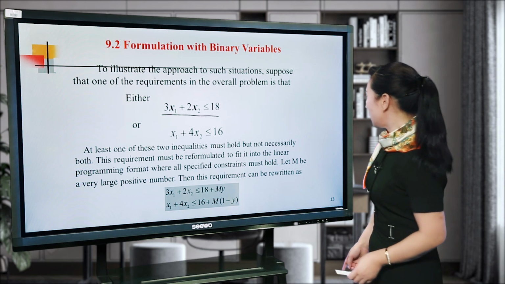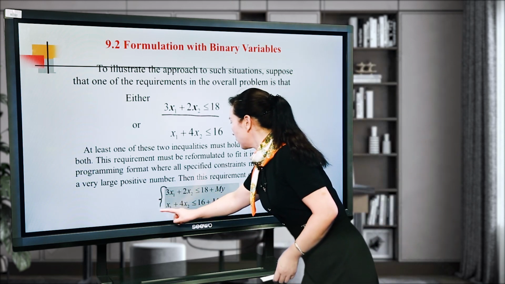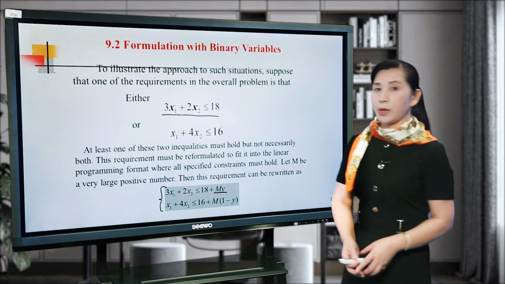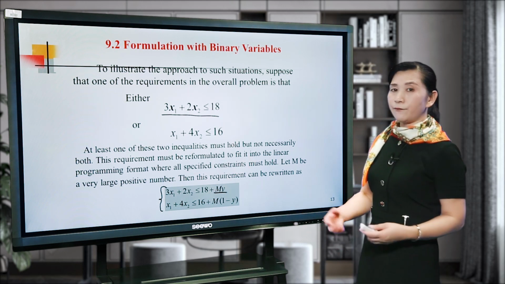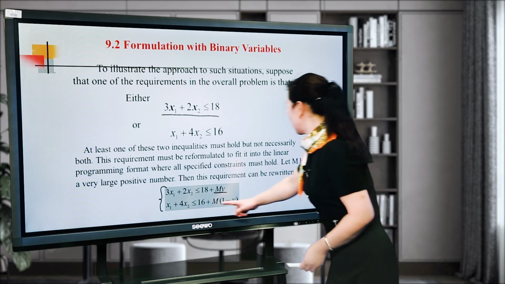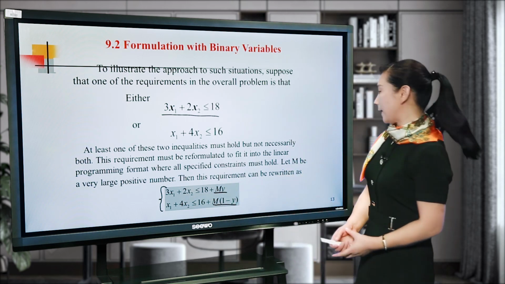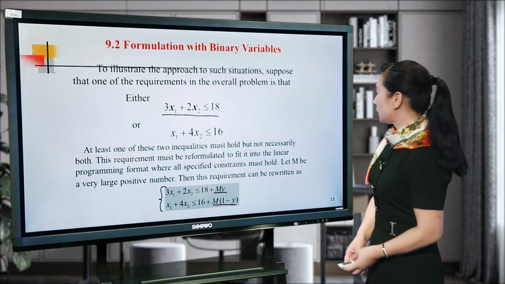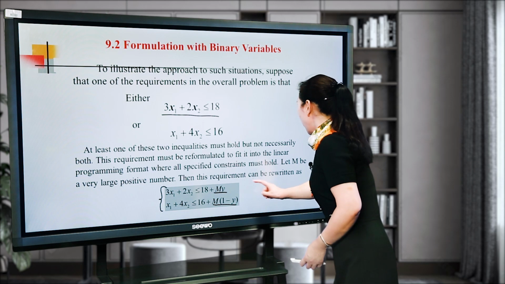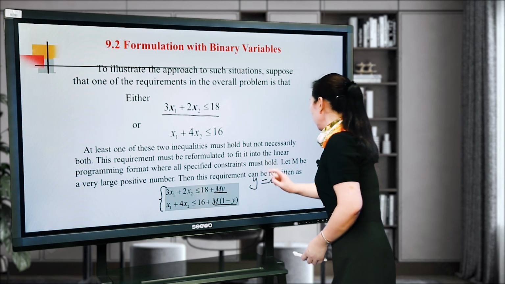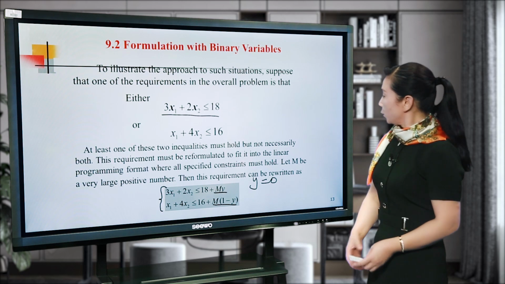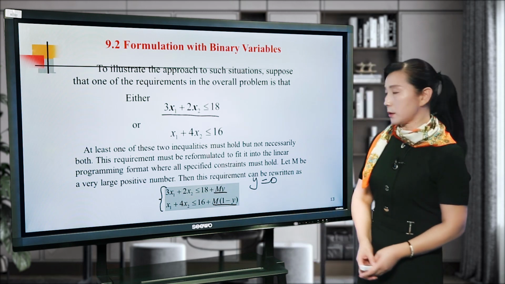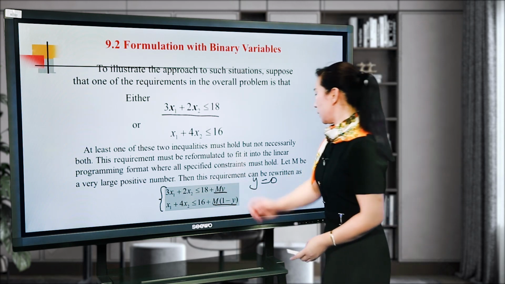We notice in these two inequalities, on the right we add My, where M is a very large number, generally infinitely large. In this inequality, we add M times (1 minus y). And we notice in these inequalities, if y equals 0, the first one holds and the second does not hold.